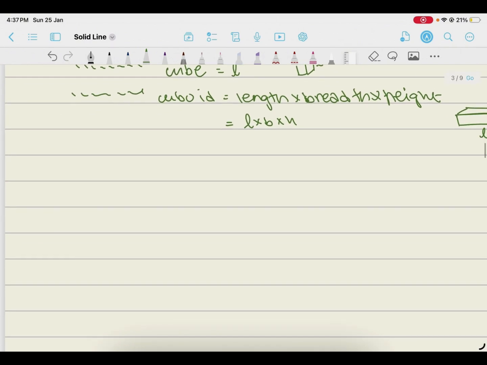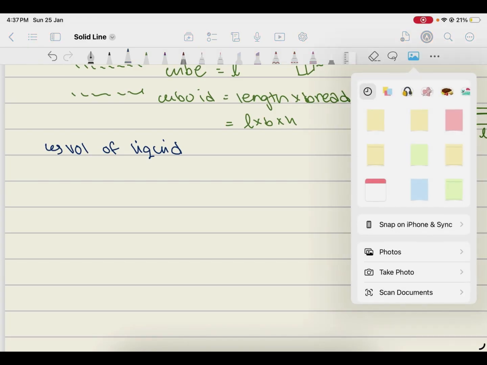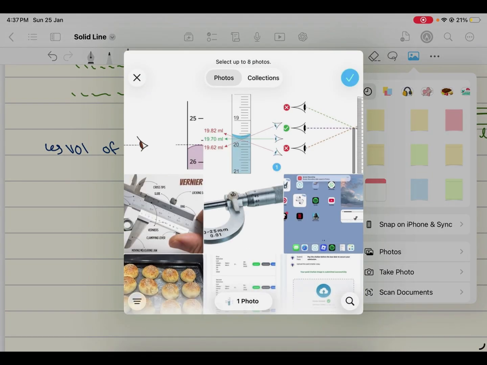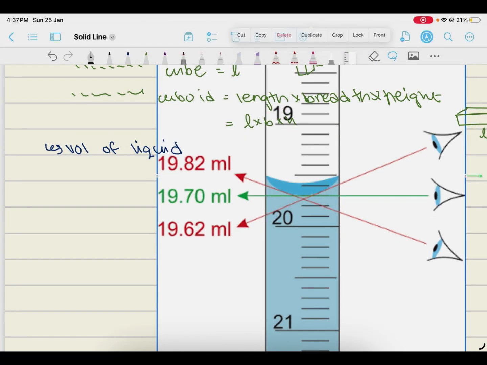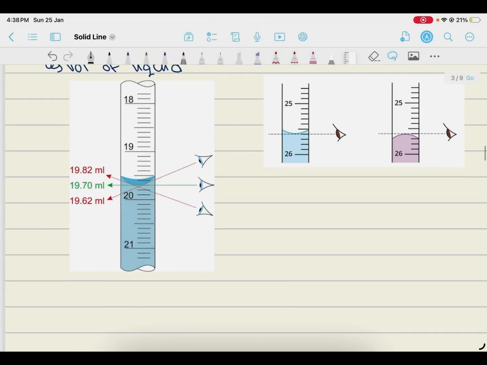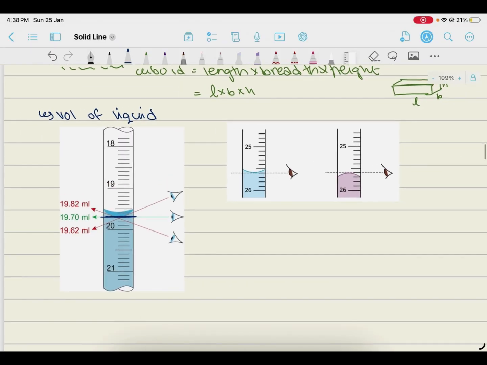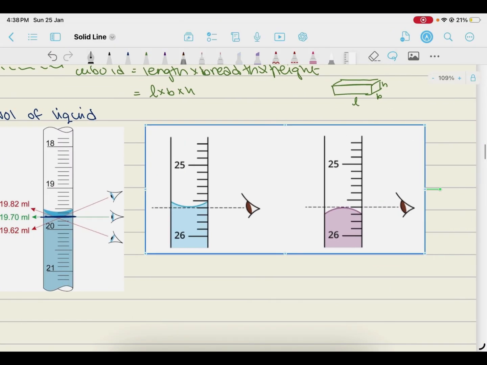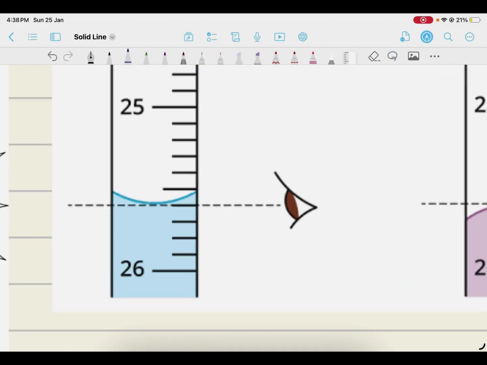For measuring the volume of liquid, we use measuring cylinders. And again, for measuring cylinders too, you have to look perpendicular to avoid parallax error. In this picture, you can see you have to look perpendicular, or else you will mismeasure. You have a measurement inaccuracy. And the other thing you have to make sure is if the liquid is of a concave shape, then you will have to look at the lower meniscus.